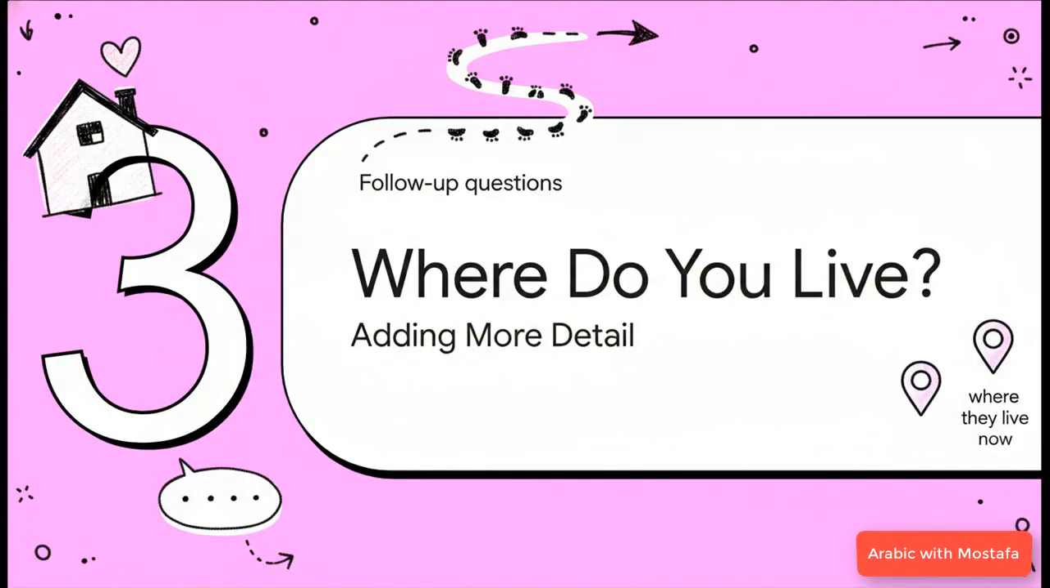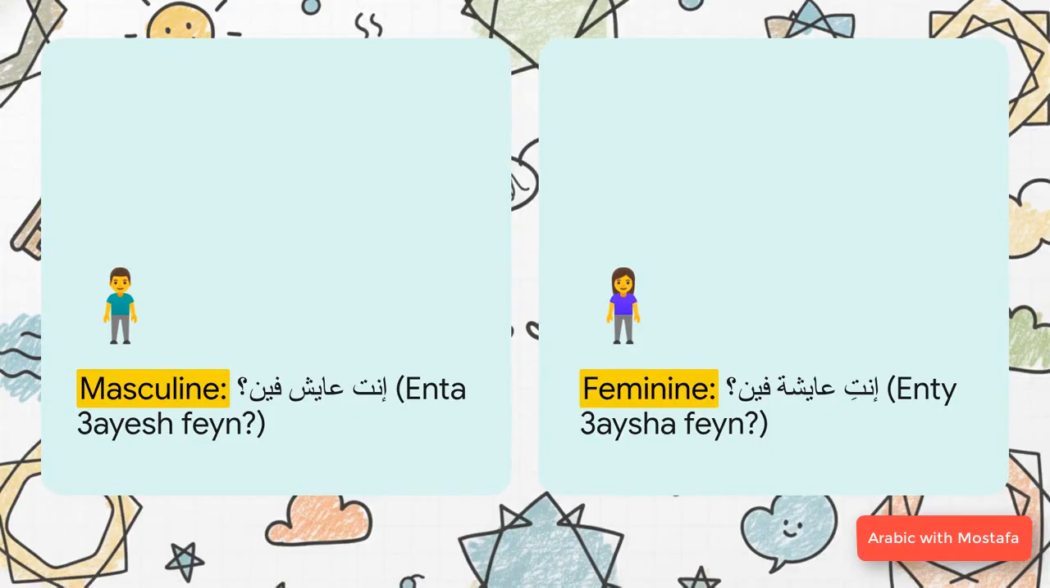So, you know their origin, you know their nationality. A fantastic follow-up question to keep that conversation rolling is to ask where they actually live now. This just adds a little more personal detail. And you guessed it, gender is key here too. To ask a man where he lives, you'd say, enta ayish fein. That 3 sound, by the way, comes from the back of your throat. Give it a try. Ayish. Now for a woman, it changes to enti aisha fein. See that same a ending for the feminine form? Ayish for a man, aisha for a woman. Oh, and fein simply means where.